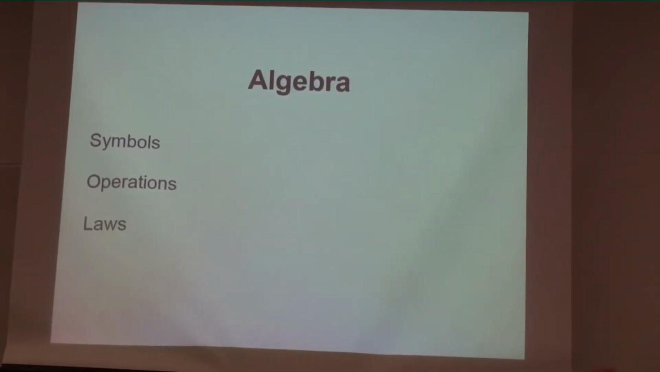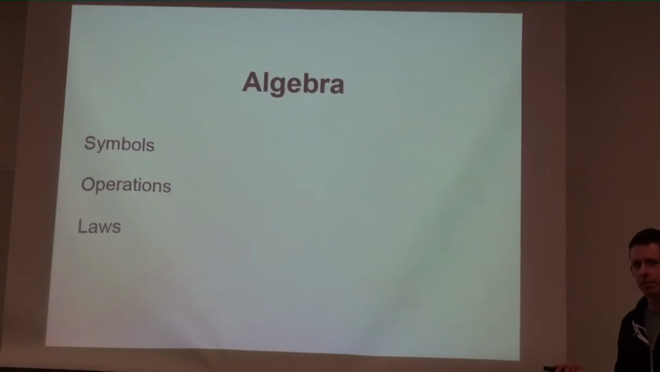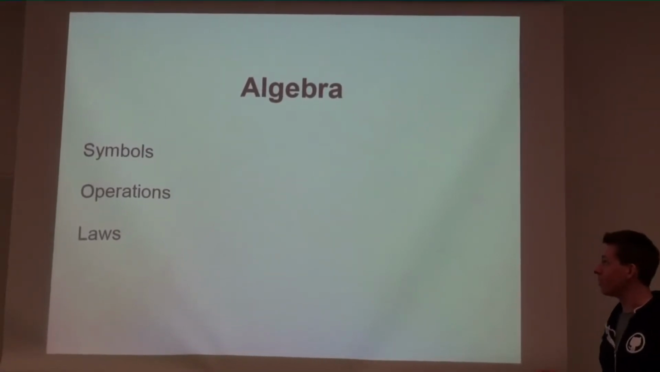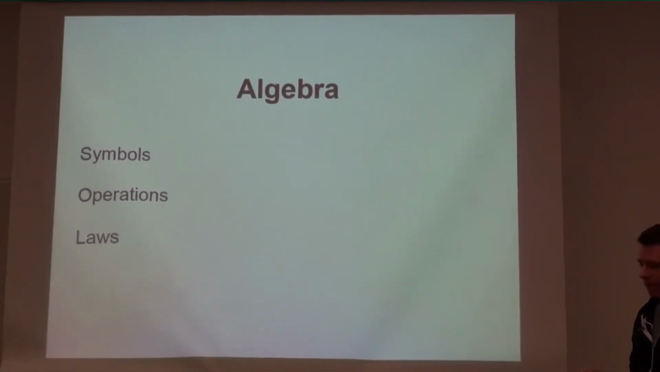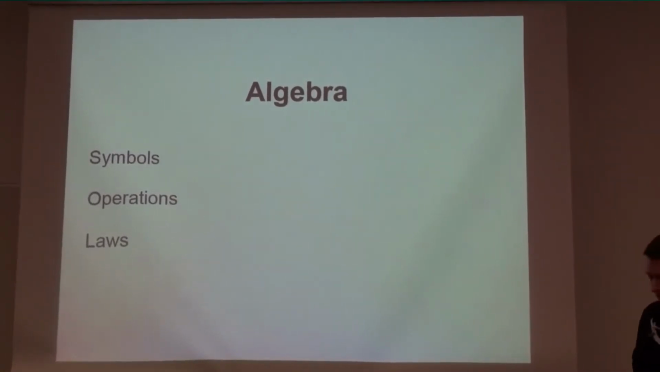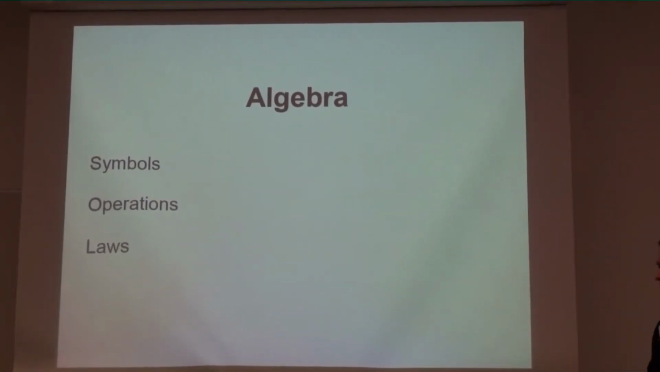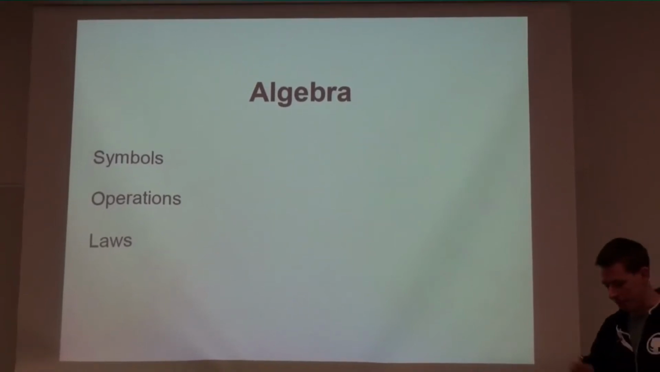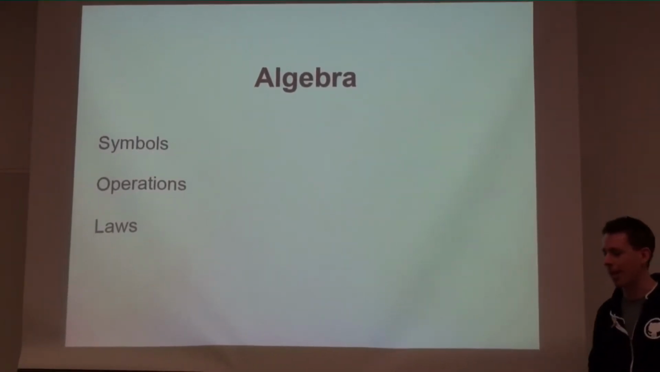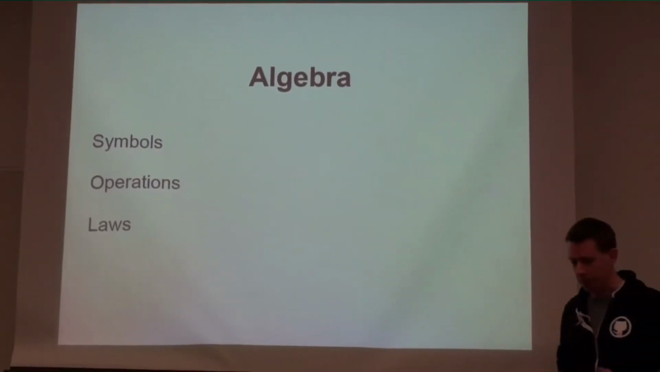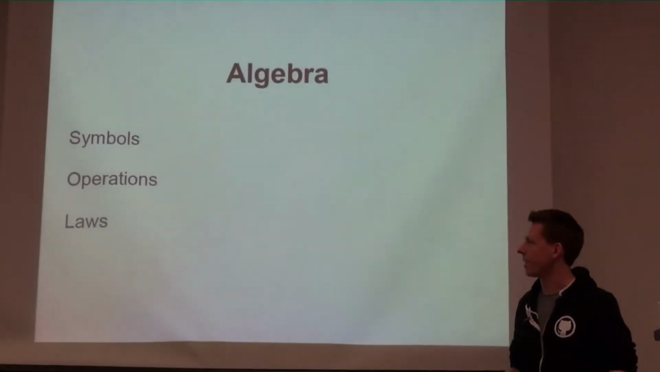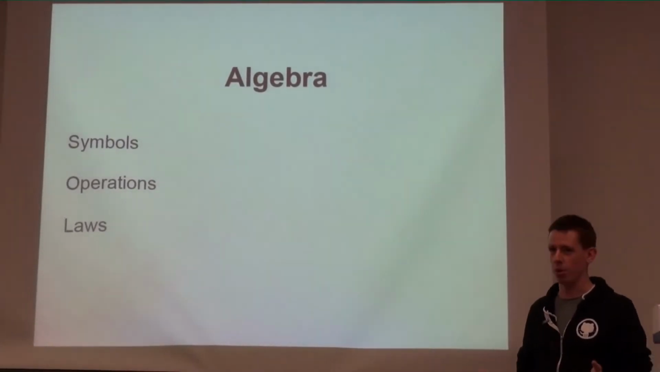Okay, so algebra is something that most of us learned at school, and we have a bit of an idea about what it is. I'd like to present a couple of different algebras, and then give some sort of higher overview of what algebra is. So according to Don Stewart, an algebra is something that has symbols, operations, and laws.